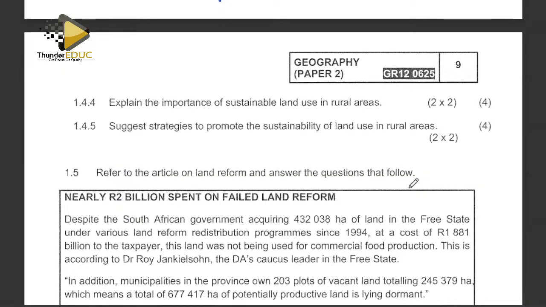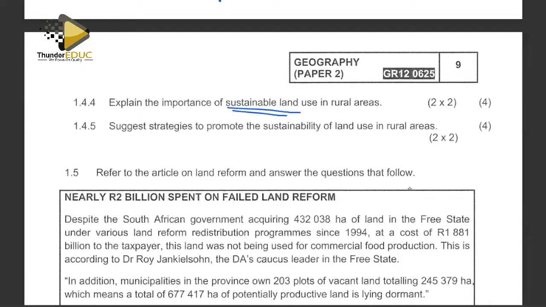Right, number 144, explain the importance of sustainable land use in rural areas. When you're looking at sustainable land use, we are worried about the future generations. Whatever we do with the land today must not compromise the ability of the coming generation to also benefit equally from the same land. So when we're talking of sustainability, we are worried about conservation and preservation of the available land and natural resources, so that the future generations are also going to benefit equally the same as us who are using the land today.